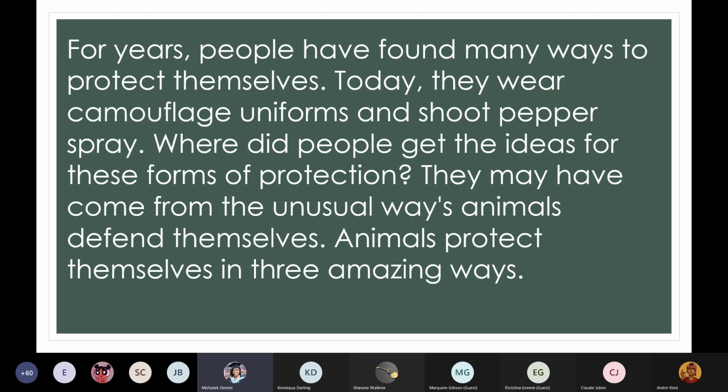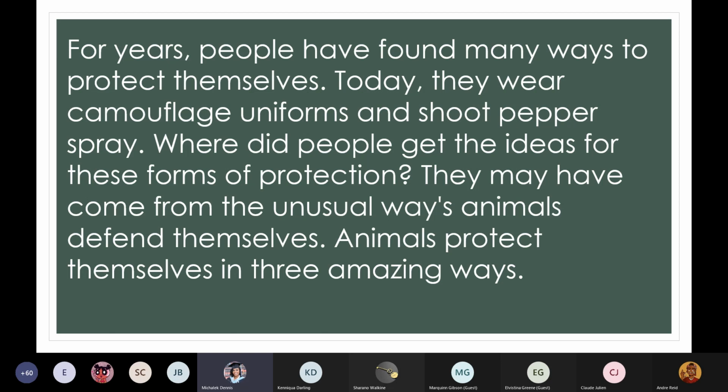And remember, we said that your topic sentence introduces your audience or your reader to what you are about to talk about. So when someone reads, for years, people have found many ways to protect themselves, all kinds of different things are coming up in your head. How do people protect themselves? They use this, they probably do that. So you have somewhat of an idea what this passage is going to be about, right?